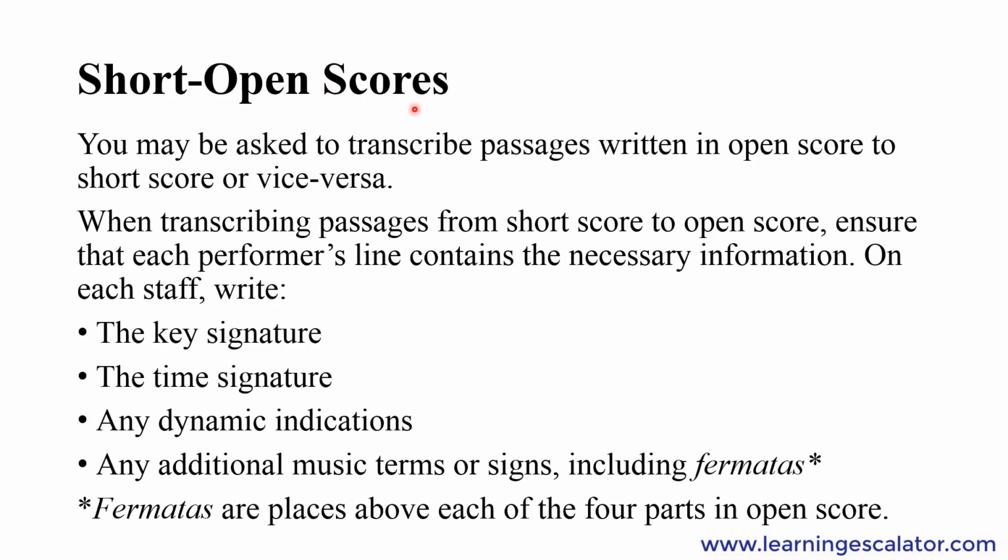Short to open scores. You may be asked to transcribe passages written in open score to short score or vice versa. When transcribing passages from short score to open score, ensure that each performer's line contains the necessary information. On each staff, write the key signature, the time signature, any dynamic indications, any additional music terms or signs, including fermatas. Fermatas are placed above each of the 4 parts in open score.